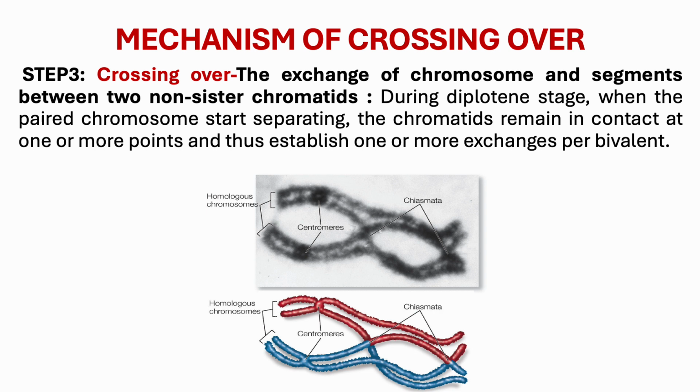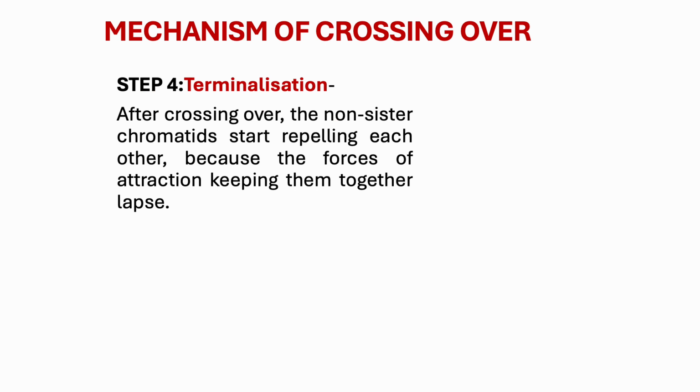At each chiasma, two non-sister chromatids of the bivalent break at the corresponding points and then rejoin with exchange of segments. The new chromatids formed as a result of exchange of segments are formed of segments derived from two non-sister chromatids of the bivalent here. So the next step will be terminalization, the fourth step.